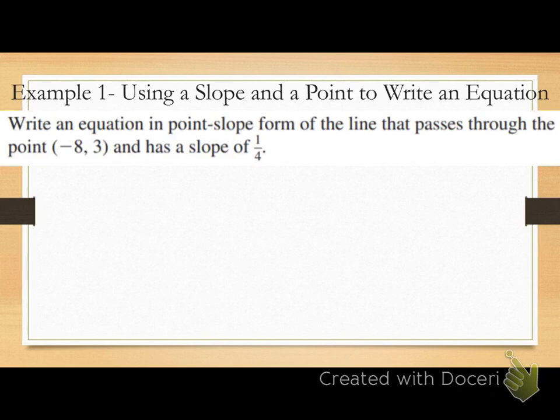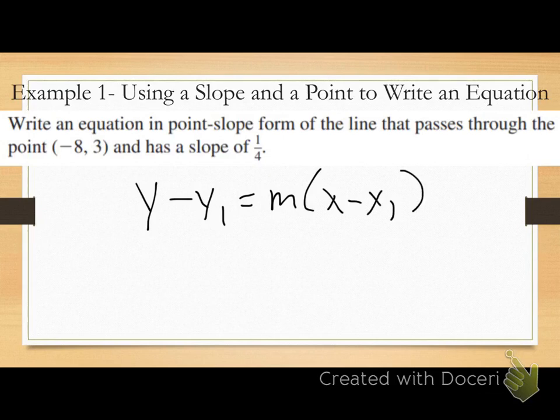I just want you to give me the formula. Y minus y1 equals m times x minus x1. That's all I was wanting, was the formula for point slope form.